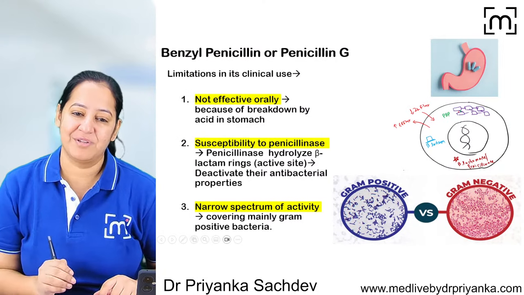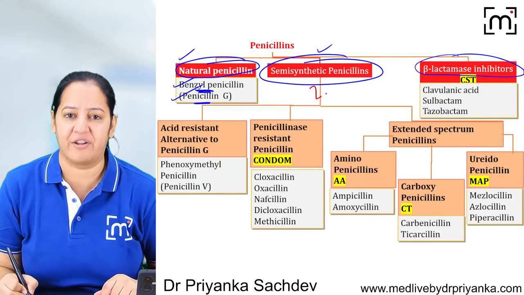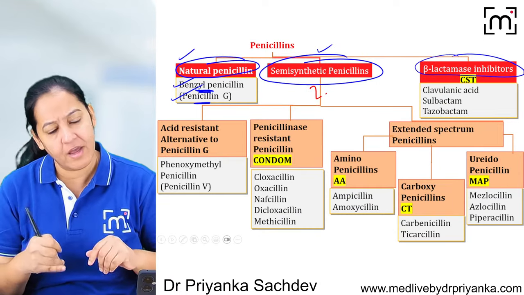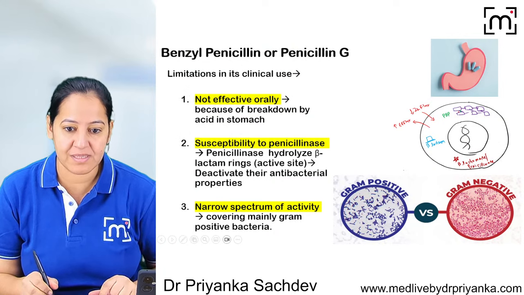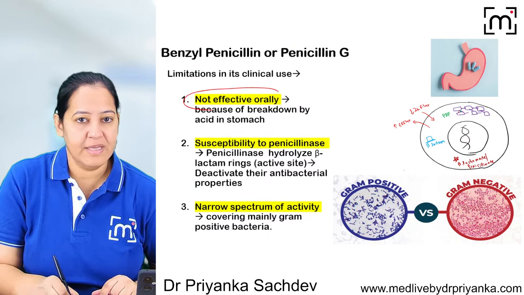So let's read it first. But there are three problems. You say, ma'am, it is natural, so why is there a need to make an artificial one? We have the natural, now use that only. Why are you synthesizing artificially? There are three problems in natural. What are the three problems? Number one, natural is not effective orally.